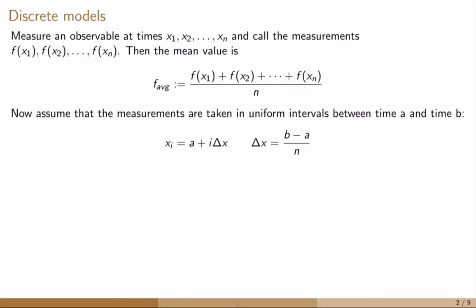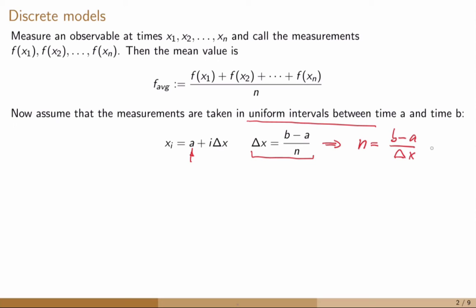But now let's be a little bit more precise and maybe take uniform intervals between the time steps. And then the distance between the time steps is b minus a over n, where a is the starting time and b is the ending time, and then I have exactly n measurements between b and a. And then the xi's are a plus i delta x, so I start at the initial time and then I increment by delta x i times. Okay, so then the above formula can be rearranged a little bit. So from here we can find n. So then n can be written as b minus a divided by delta x.